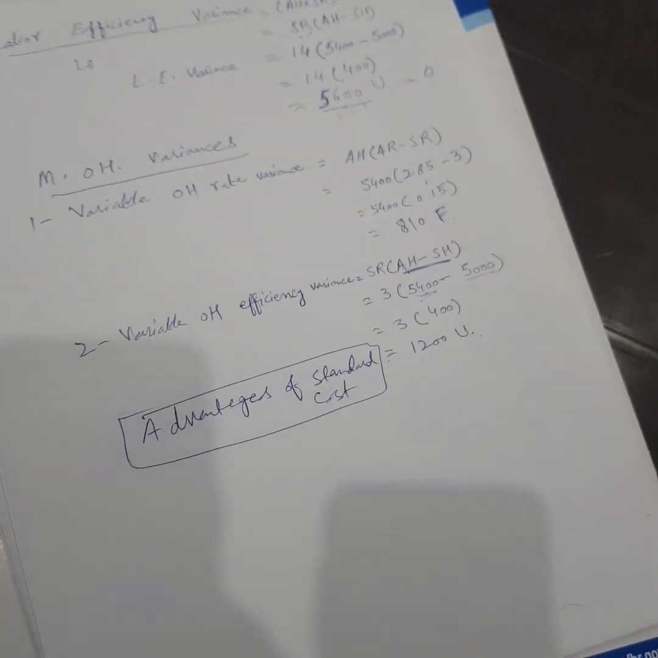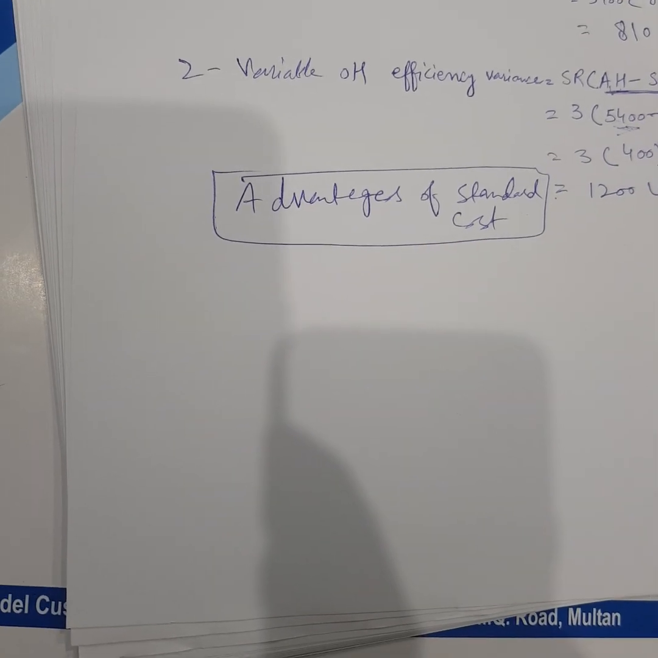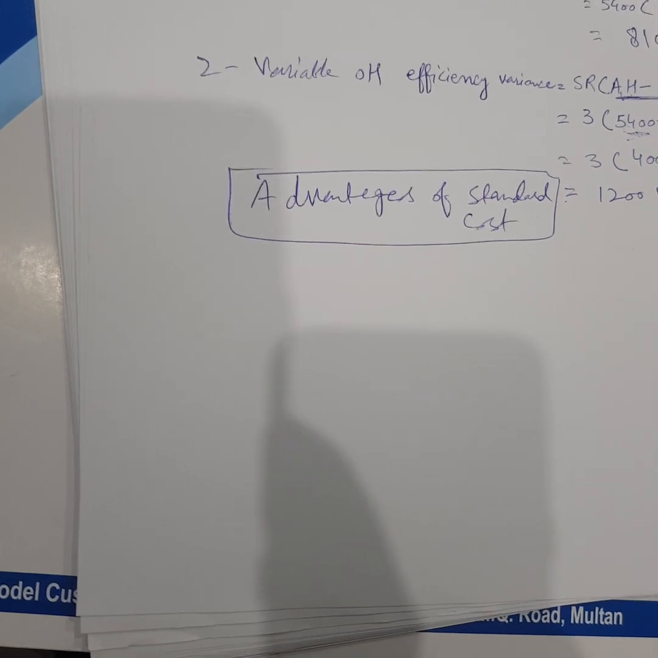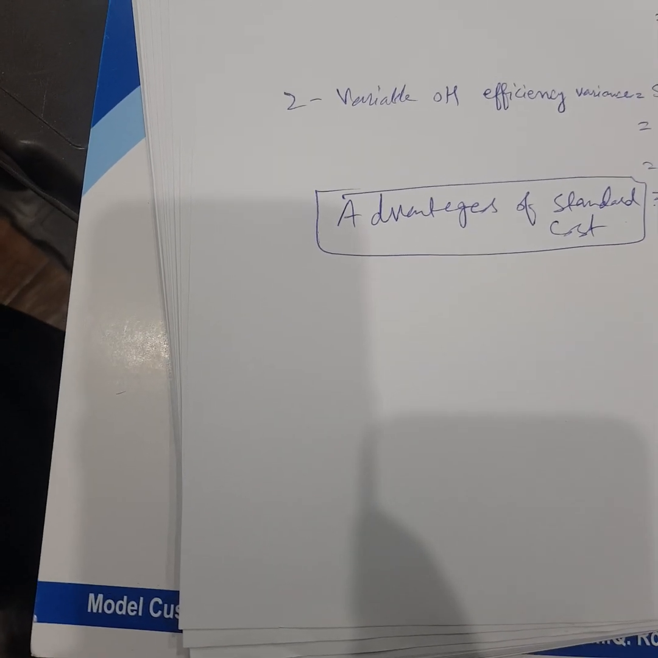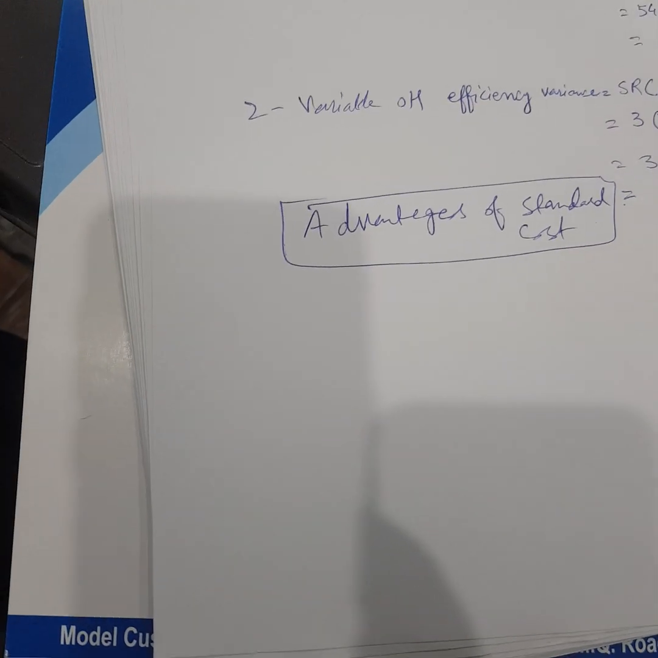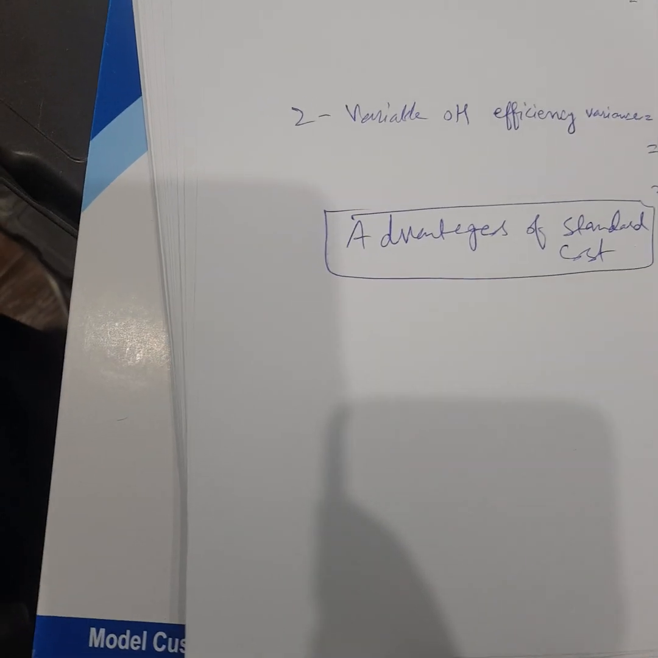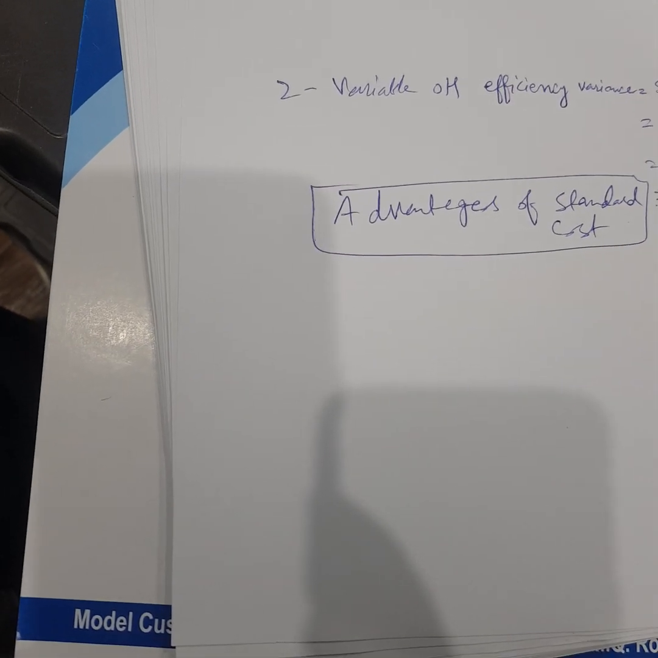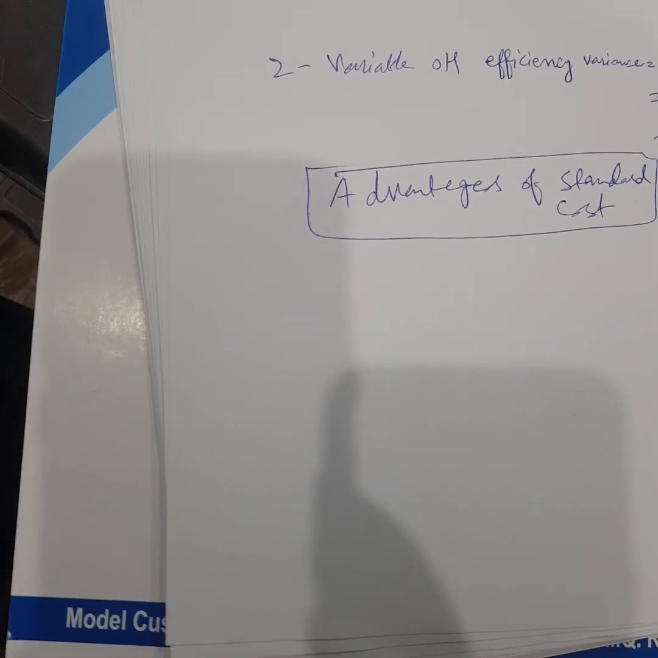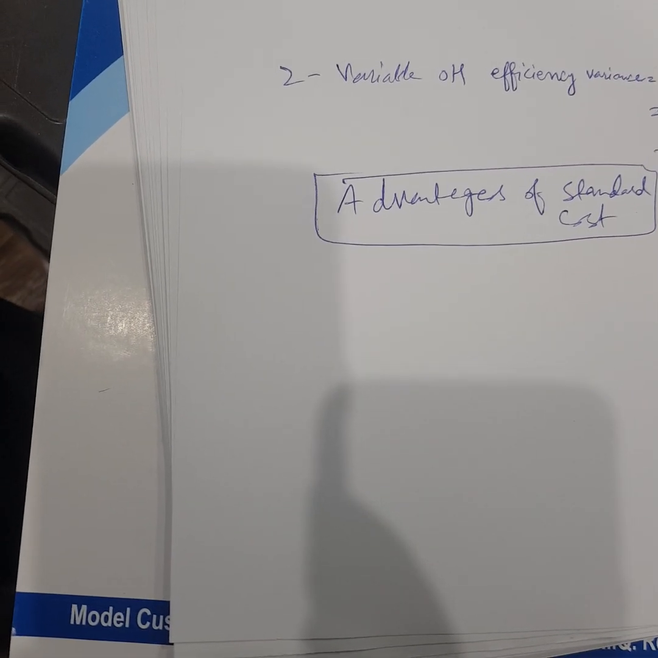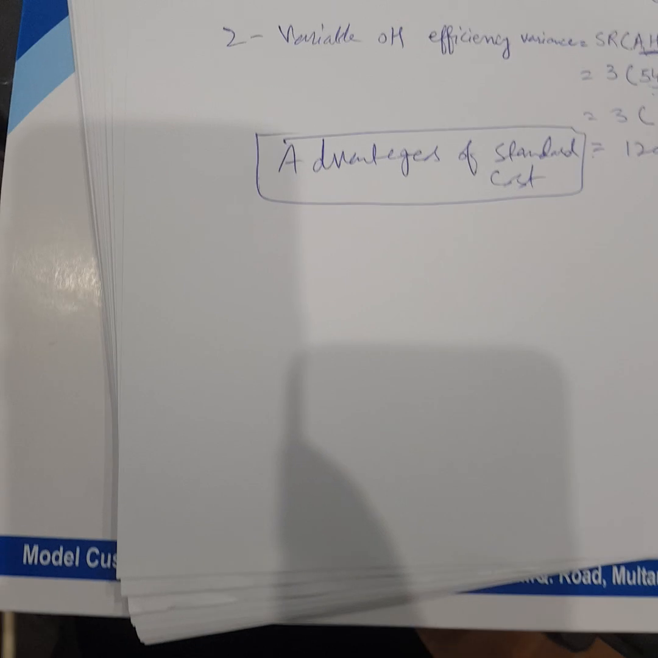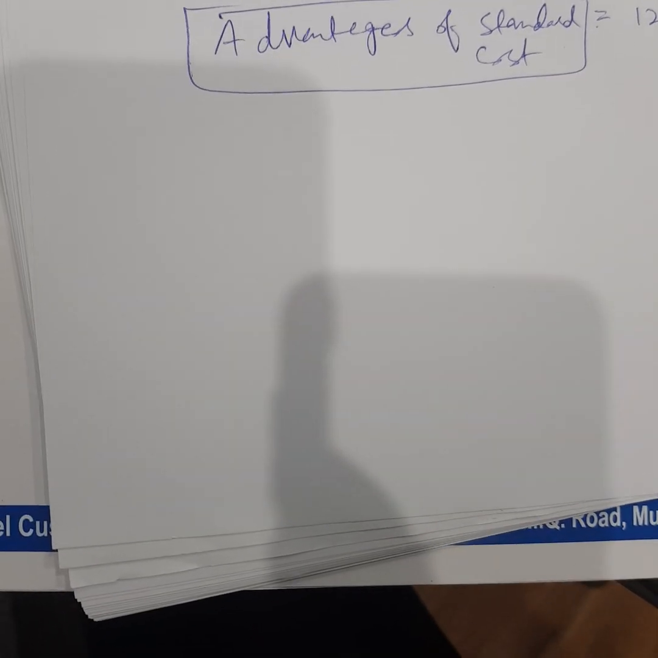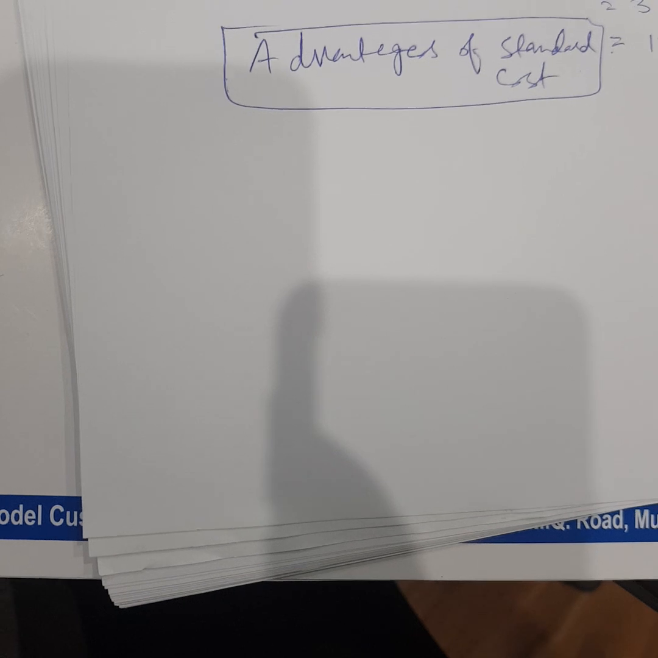Advantages of standard cost. The first benefit is that standard cost is the key element in a management by exception approach, because in this the management can take corrective actions. The second benefit or advantage of standard cost is that standards can be viewed as reasonable by employees and can promote economy and efficiency, because setting the standards will motivate employees to promote economy and efficiency.